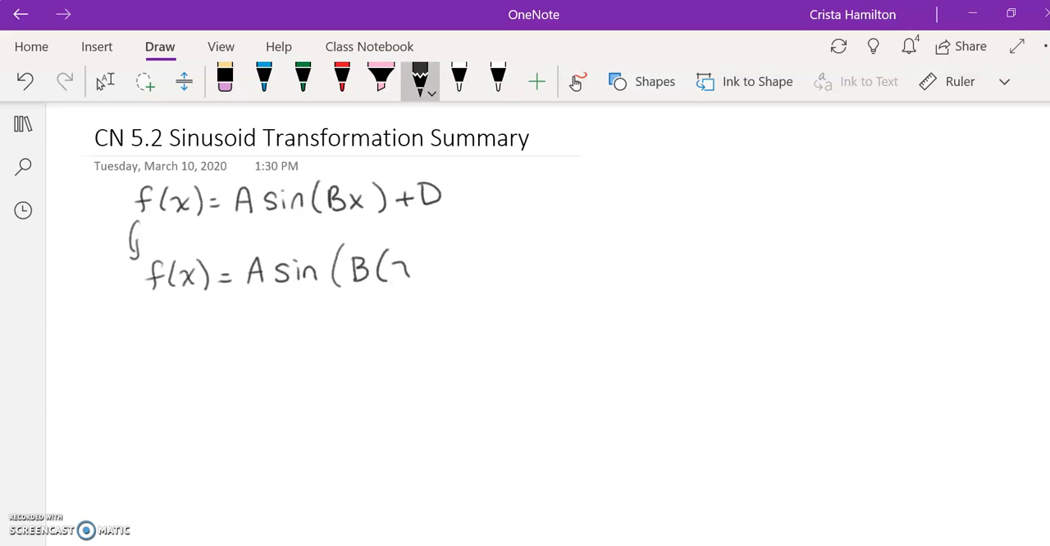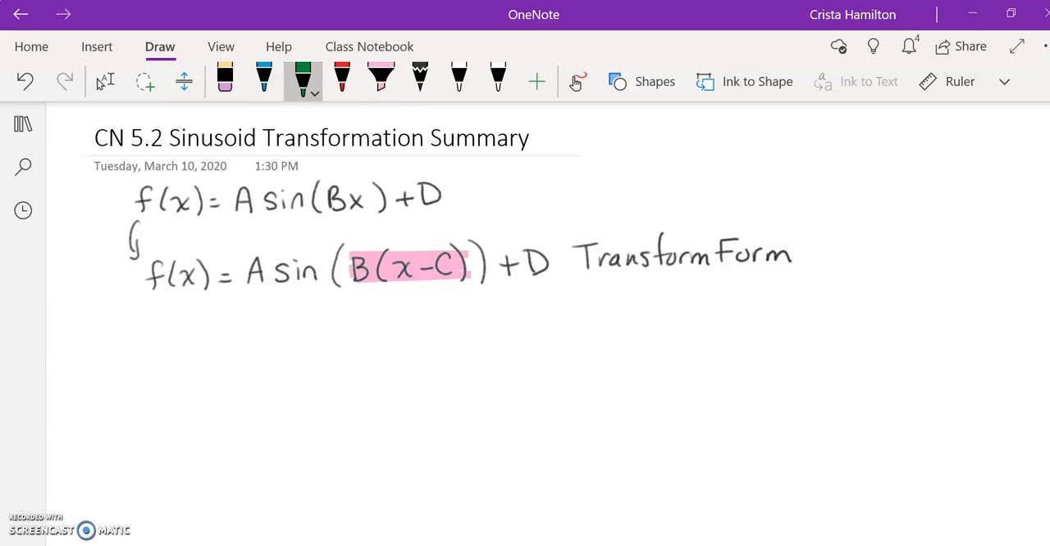Now, typically, when we are looking at this, notice that we are going to use what's called the transformation form of an equation. And the transformation form, where that's going to come into play is here in the input. So notice that in that transformation form, what we're doing is we're factoring out the b.